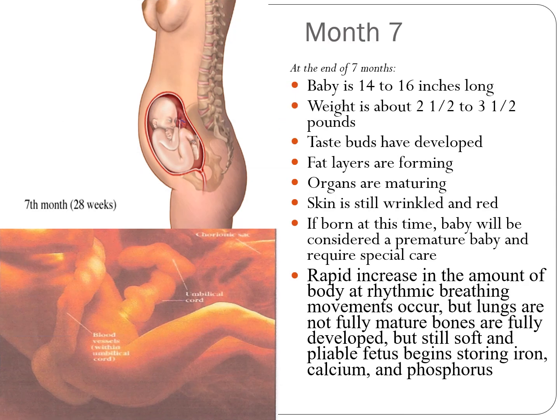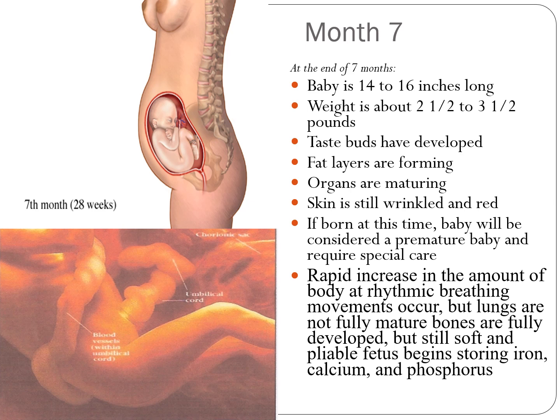In the 7th month, or 28 weeks, it is 14 to 16 inches, weigh until 2 pounds, the taste buds have developed, may fat layers na to, the organs are maturing, the skin is wrinkled and red. If born at this time, baby will be considered premature and require special care. Yes, kasi nag-start pa lang yung kanyang surfactant ng lungs.